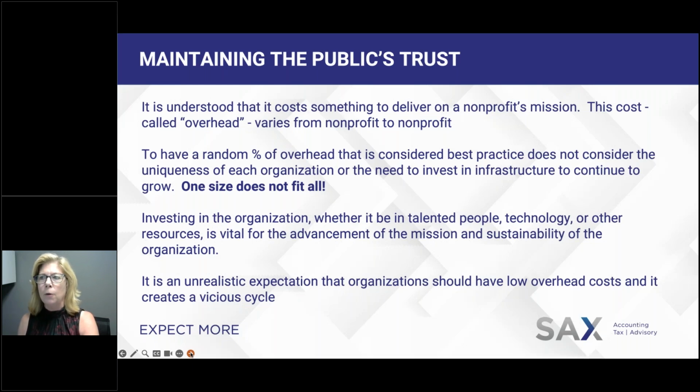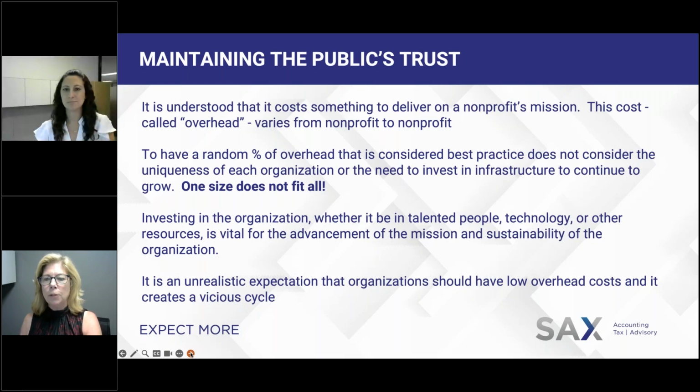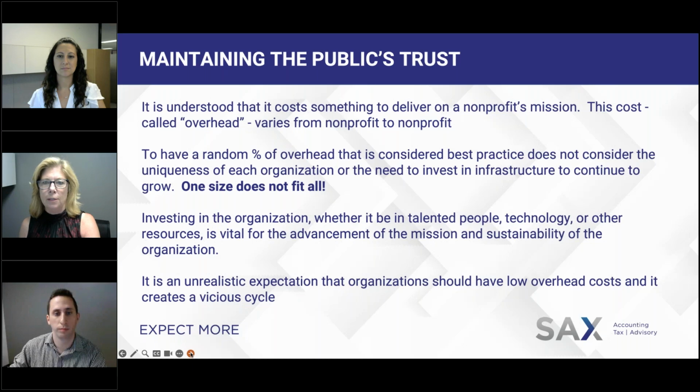I'm not talking about getting bigger per se, but growth in terms of continuing to modify your mission, your programs, your services to meet the ever-changing needs of the communities that you serve. So just remember, one size does not fit all when it comes to that overhead percentage. Again, April showed that very clearly.